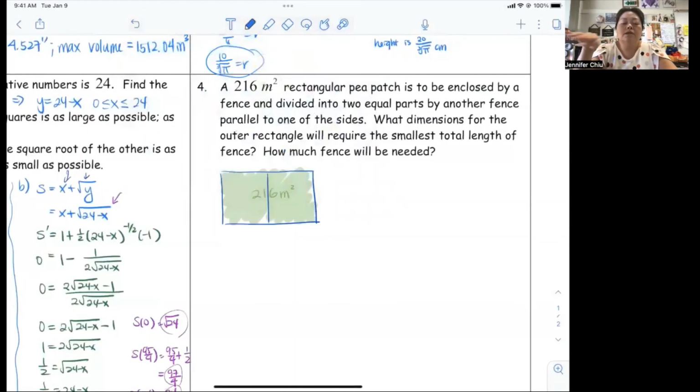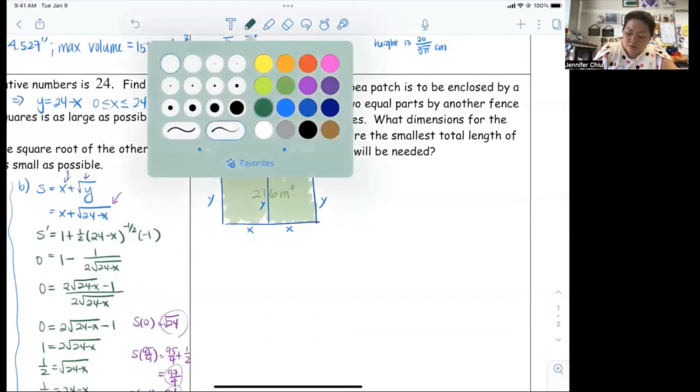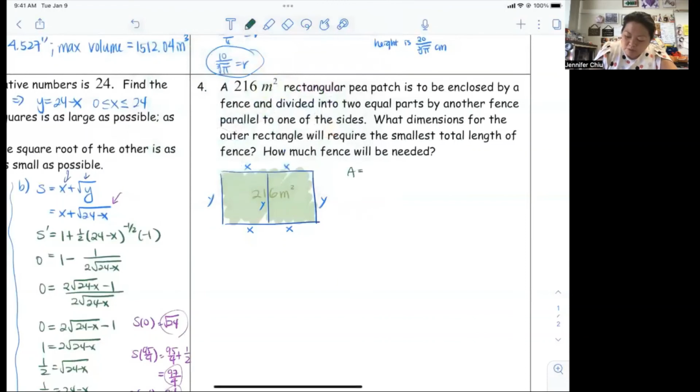So for me, all horizontal is X, all vertical is Y. And in this case, I actually will divide it up to be X, X, X, X, Y, Y, Y. I just find this to be a little bit easier to work with the smaller chunks. So the original area in this picture will be 2X times Y, because base times height. Based on the information given to me, 216 equals 2X times Y. So I'm going to use this naturally to solve for Y. Y equals 216 over 2X. So 108 over X will be my Y value.